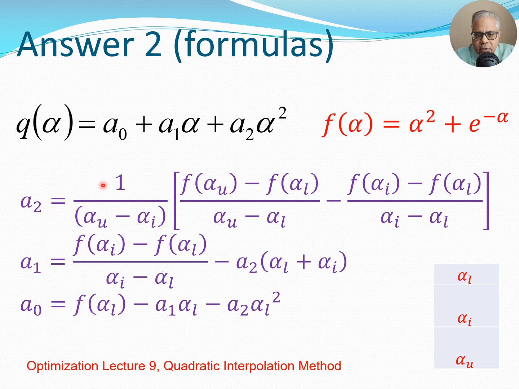Now you can see a2 can be calculated if I have all these values here. Remember here that we are using the nomenclature such that alpha L and alpha U are the lower and the upper bounds on this particular value, and alpha I is some point somewhere between these two extreme values. So if we know these 3 points, then essentially we can find a2 from this calculation here. Now once we have obtained a2, we can obtain a1. Remember, a1 also depends on a2, and we can obtain a0. a0 depends on a1 and a2 also.